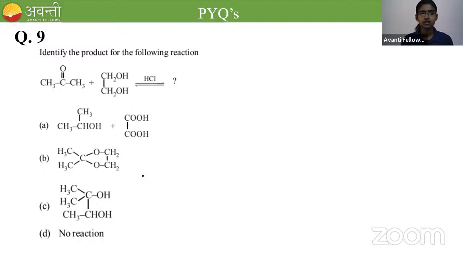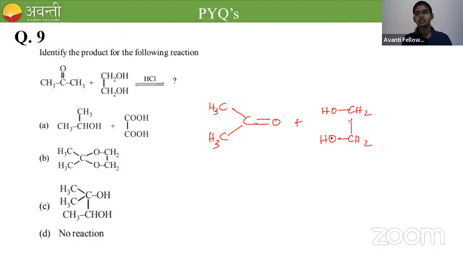Okay, let's try to solve this. So CH3-C=O-CH3. This is the ketone named propanone. And to this, we are adding CH2OH and CH2OH. I'll write the structure like this, just for your understanding. So this is the ethylene glycol and this is the propanone given in the question. In presence of HCl, what happens? Here, H2O is removed.